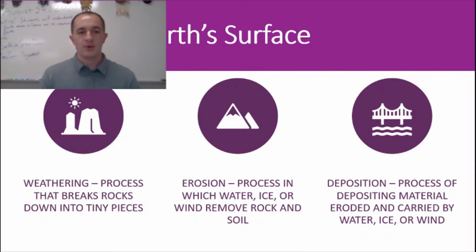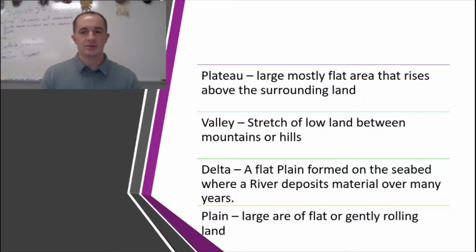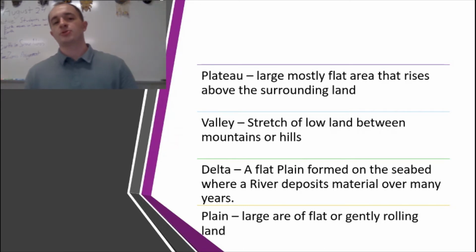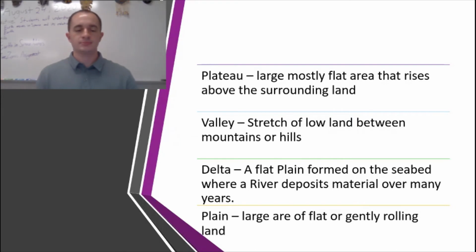So weathering, erosion, and deposition all result in a bunch of different types of landforms, and the four that we are going to talk about are plateau, valley, delta, and plain. Plateau and valley are both caused by weathering and erosion. A plateau is a large, mostly flat area that rises above the surrounding land. And a valley is a stretch of lowland between mountains or hills.